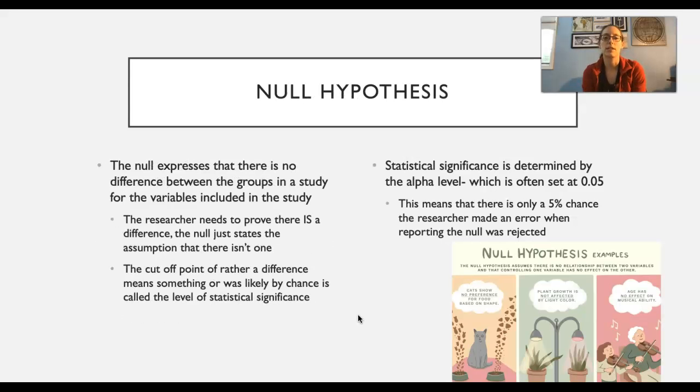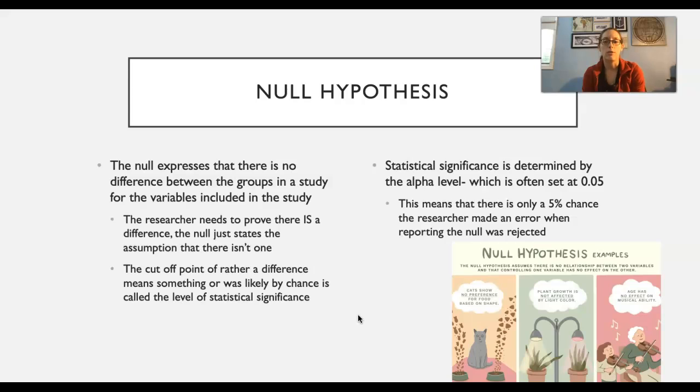The null hypothesis, if you remember, expresses that there's no difference between the groups in a study for the variables included in the study. So our goal is to disprove the null. The null is kind of status quo, it's what's already happening. So the researcher needs to prove that there is a difference. The null is simply stating the assumption that there is not a difference. There's a null for every single hypothesis out there. You cannot have a hypothesis without having a null. The null just means that what you think is true isn't true.